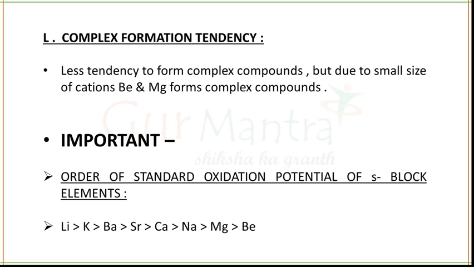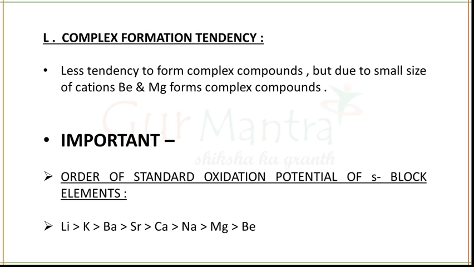Next is the complex formation tendency. Group 2 elements have less tendency to form complex compounds because they have small size cations, but beryllium and magnesium have small size cations, so they form complex compounds. I repeat, group 2 elements have less tendency to form complex compounds, but beryllium and magnesium have the tendency to form complex compounds because they have small size.